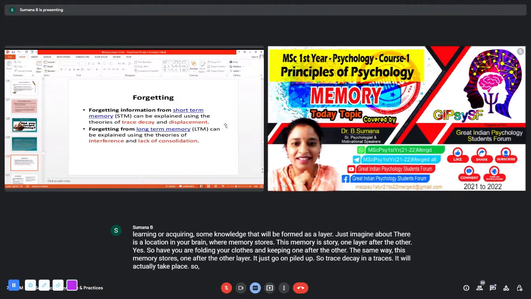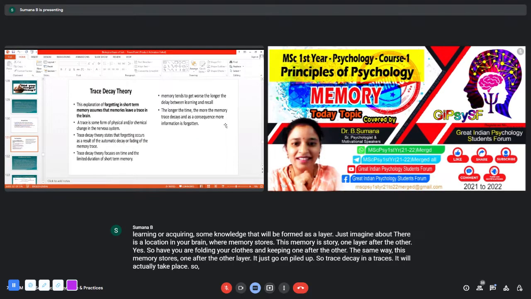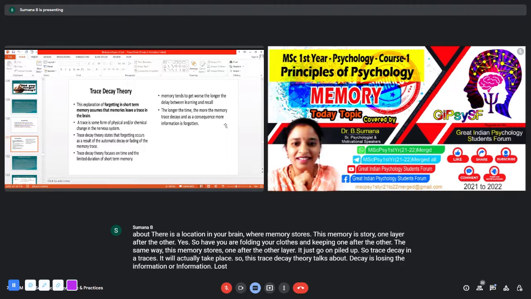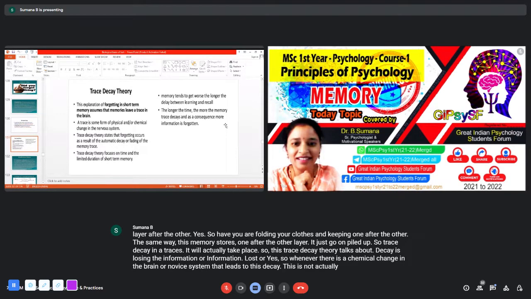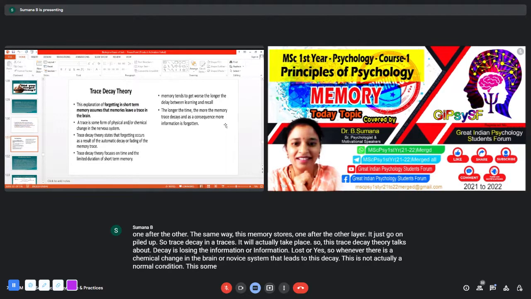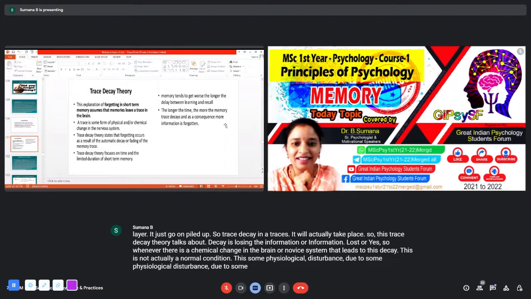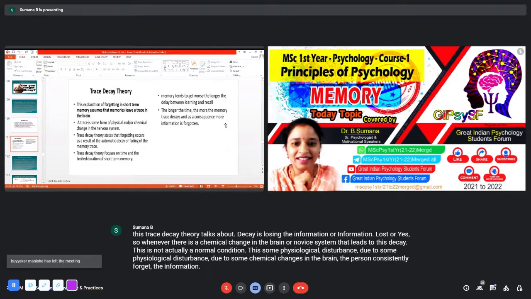So trace decay will actually take place. This trace decay theory talks about decay, which is losing information. Whenever there is a chemical change in the brain or nervous system, that leads to this decay. This is not actually a normal condition. Due to some physiological disturbance, some chemical changes in the brain, the person consistently forgets the information.